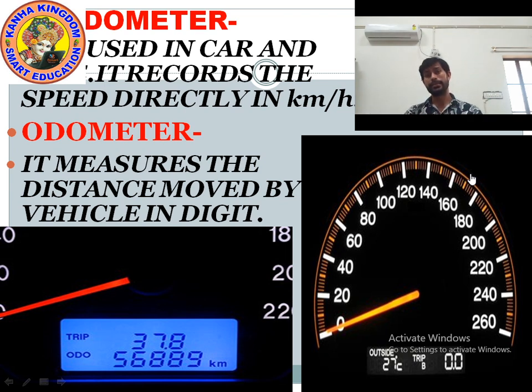That meter is the speedometer. And the odometer is the one in which blue color numbers are written, 37.856889 kilometer. Can you see the picture of the odometer? The odometer is on the left side, the speedometer is on the right side.